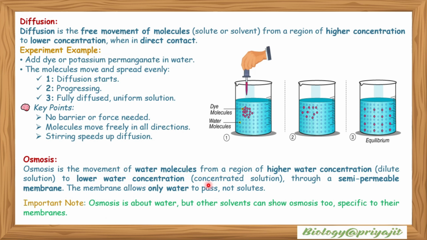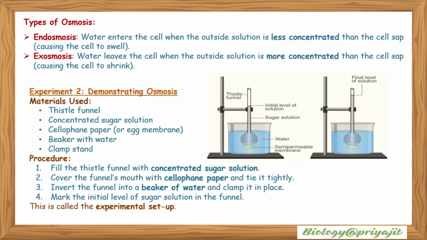Important notes: osmosis here is about water, but other solvents can show osmosis too, specific to their membrane. Types of osmosis: endosmosis: water enters the cell when the outside solution is less concentrated than the cell sap, causing the cell to swell. Exosmosis: water leaves the cell when the outside solution is more concentrated than the cell sap, causing the cell to shrink.